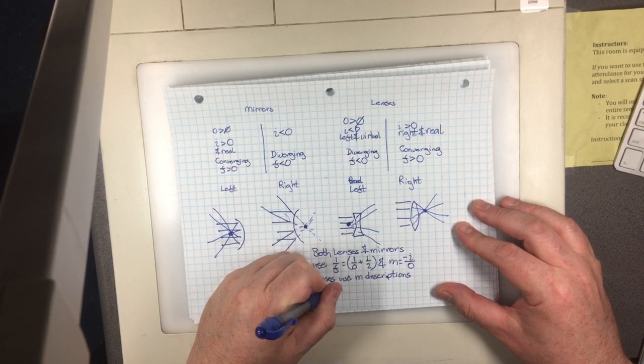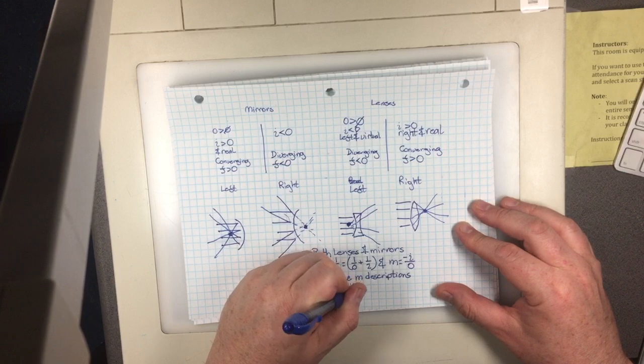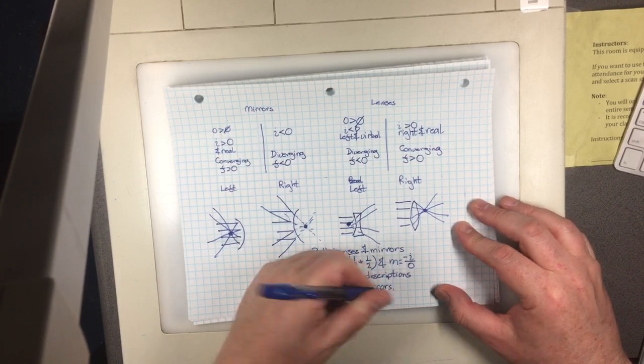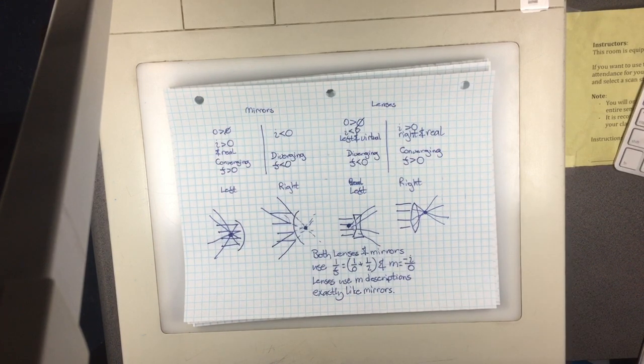exactly like mirrors. So if you have a magnification of -2, regardless of it being a mirror or a lens, -2 implies that it's been inverted and enlarged. Positive 0.5, it is upright and reduced. Negative 0.2, it has been inverted and reduced.